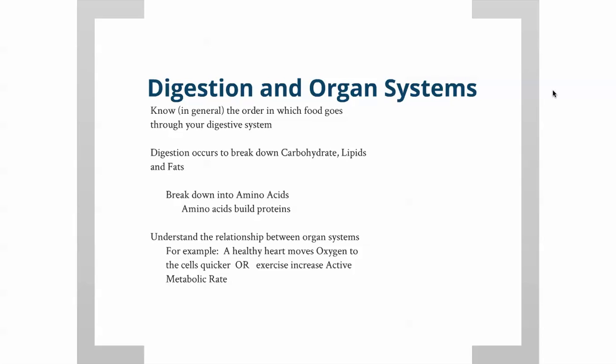And then understand the relationship between organ systems. I believe this was Station 5. So like a healthy heart moves oxygen to the cells quicker. If you exercise, you increase your active metabolic rate, which helps your digestion. So they kind of all work together. So just make sure that you understand that.